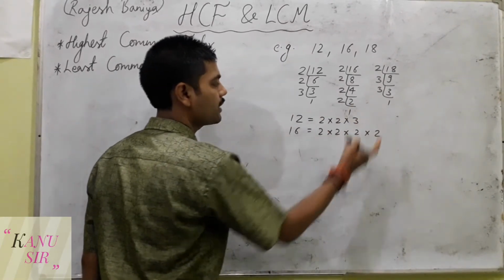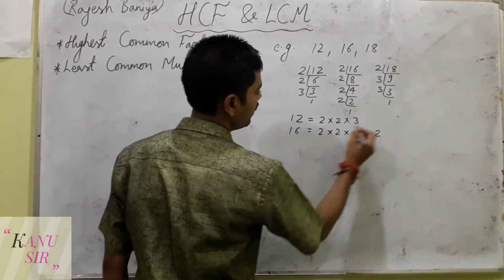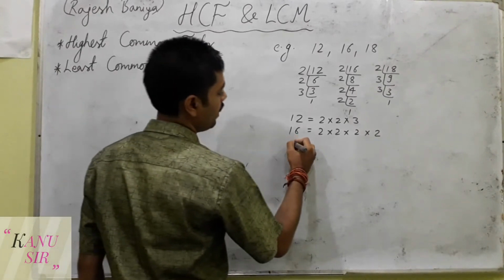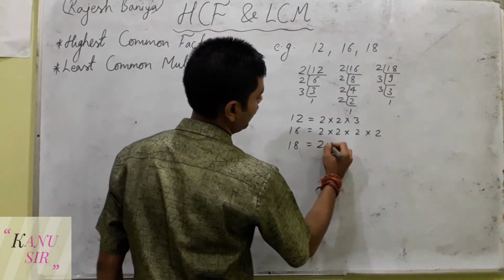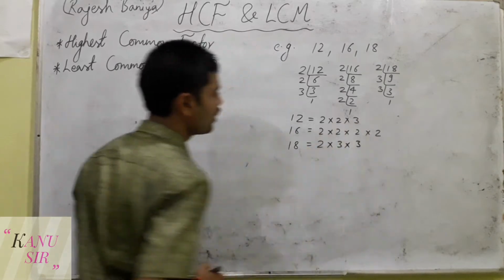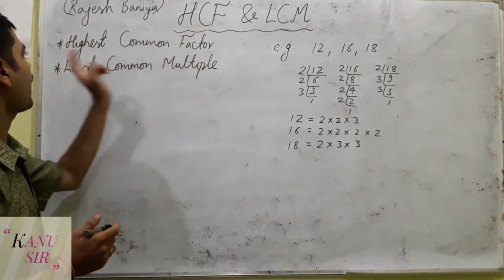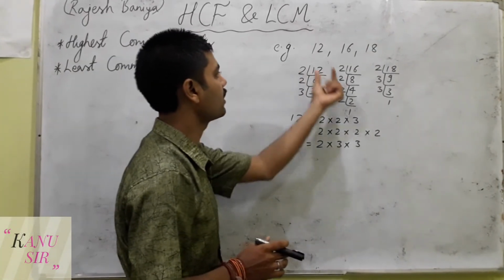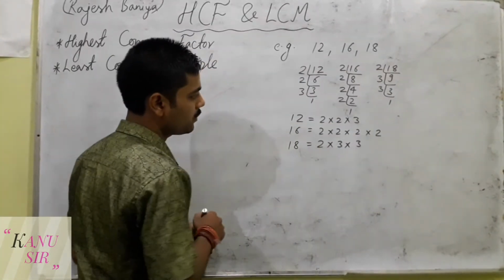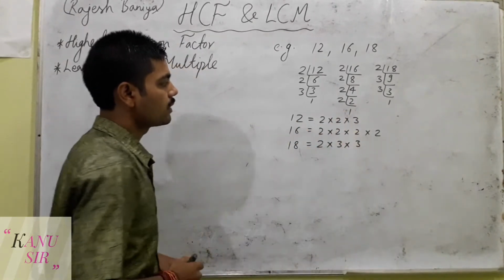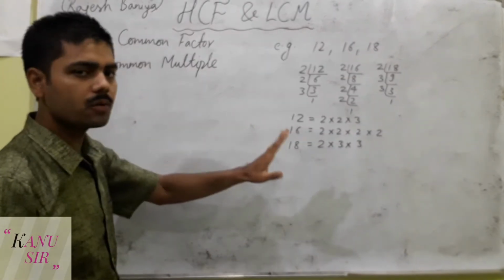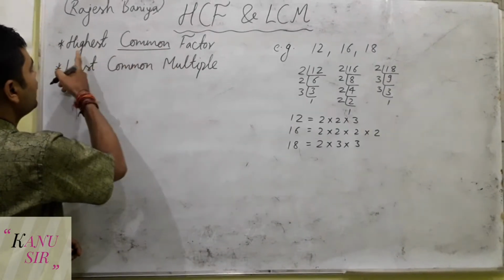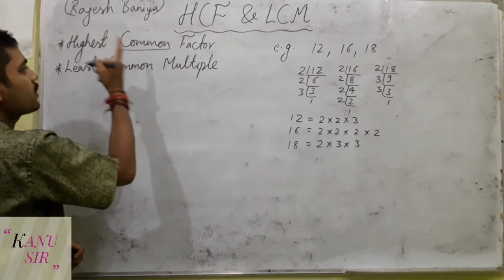1 we will not write here because we don't have to use that one, or in most of the cases where we need to use 1, I will explain you. After that, 18 is 2 times 3 into 3. So the meaning of HCF is highest common factor. Here we have found the prime factors of the numbers. Now we have to check the number which is common in all the three, because the word is common, highest common factor.